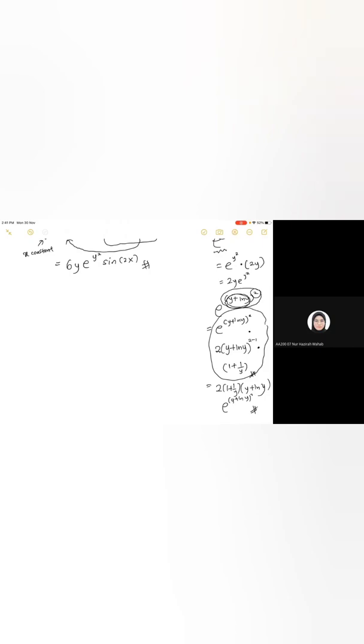Okay. So actually, if the differentiation is long, there is no problem, because this is actually the concept of the chain rule.